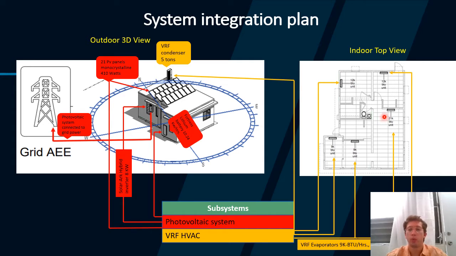Here in the top view we have the assembly of the different evaporators according to the size and cooling capacity of each area. Here we have the evaporators for the working station, the entrance, conference room, and the two rooms that the office has for storage or other purposes.